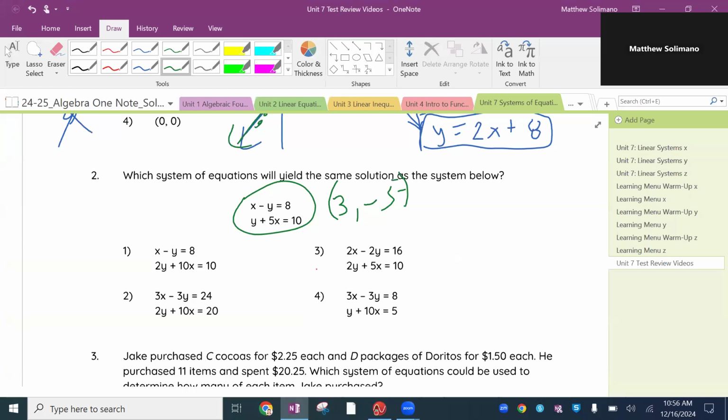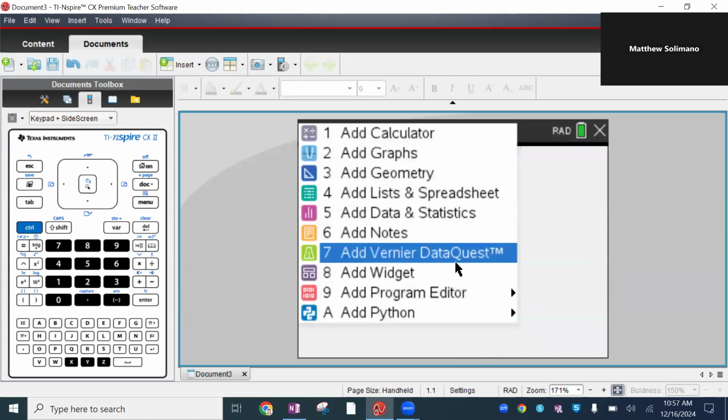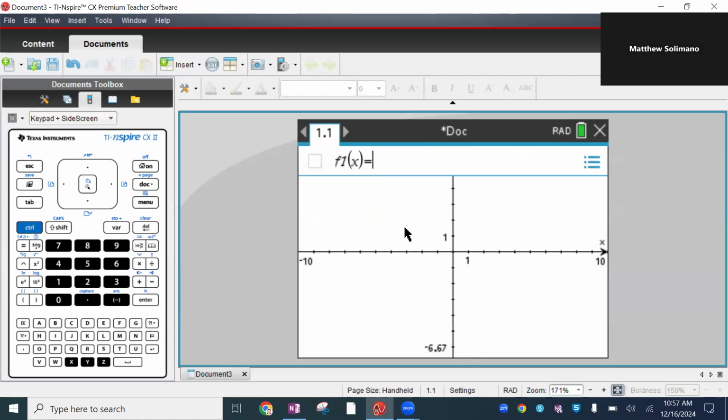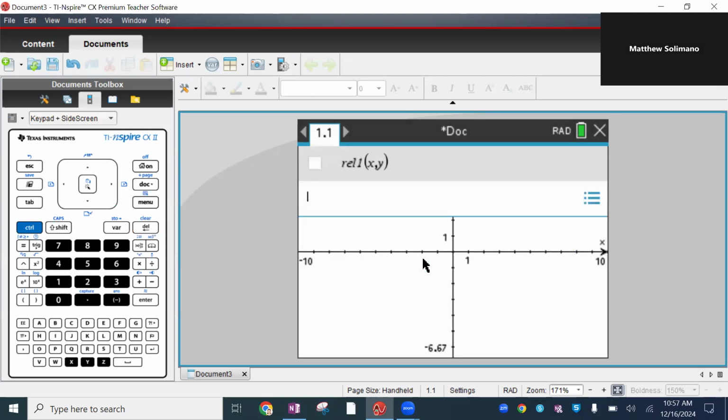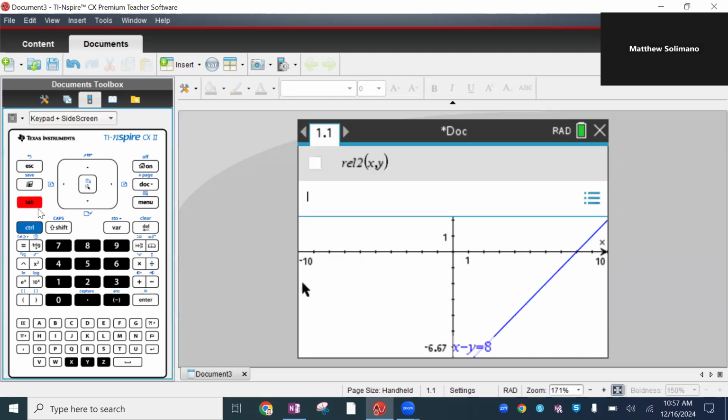So I want to find which one is the same as 3, negative 5. Which of these systems is going to be the same? So I'm going to check number 1 first. x minus y equals 8. 2y plus 10x equals 10. Let's check this one. I'm going to do a new graph. I want to have the same solution. So I need 3, negative 5. Again, it's going to be a relation. Just going through these quick. x minus y equals 8. Graph it. Tab for a new line. It's already a relation. 2y plus 10x equals 10.